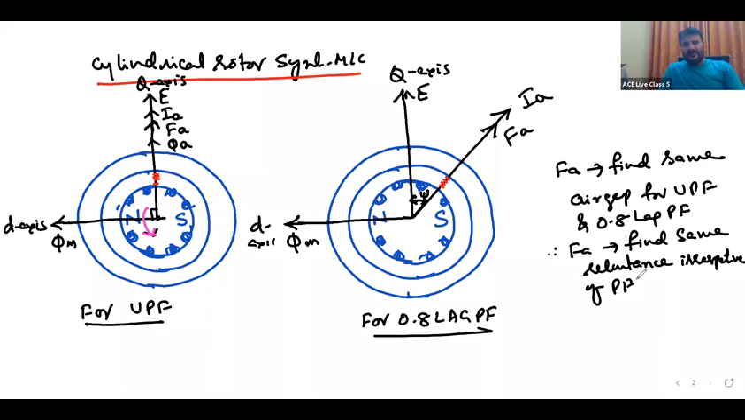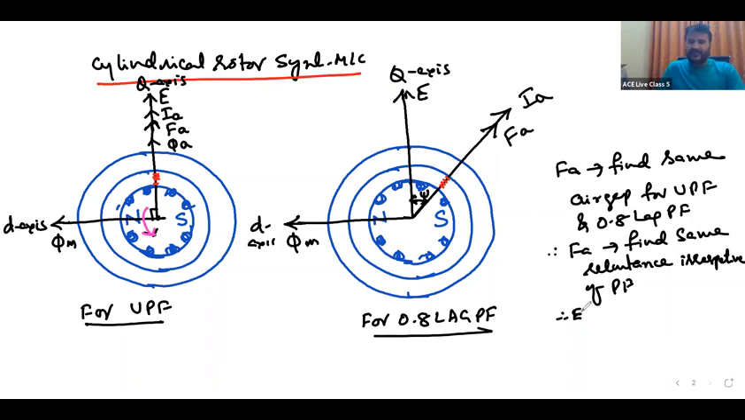Wherever it may be, I have taken 0.8 lagging, but you can take any other power factor also. It finds the same reluctance. The air gap length is same, yes. It finds the same reluctance, so the effect of armature reaction is same.